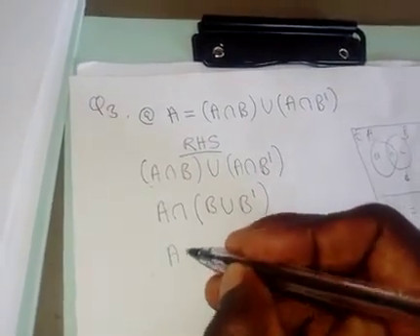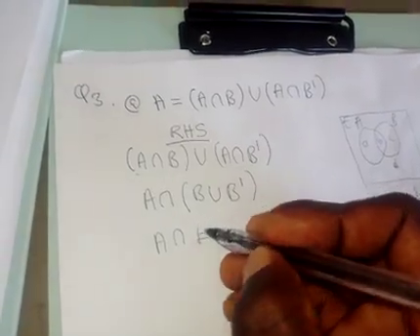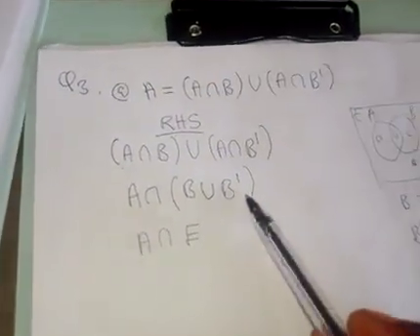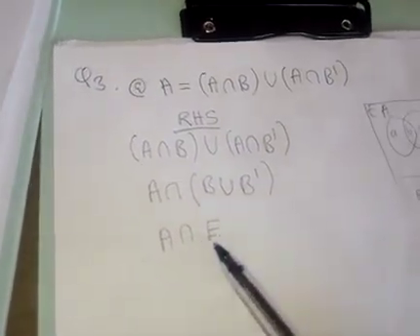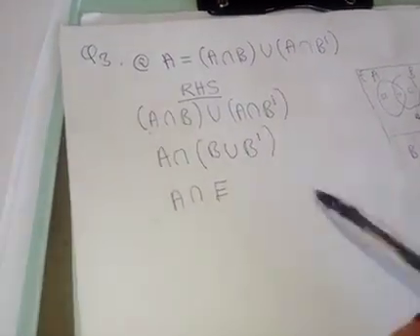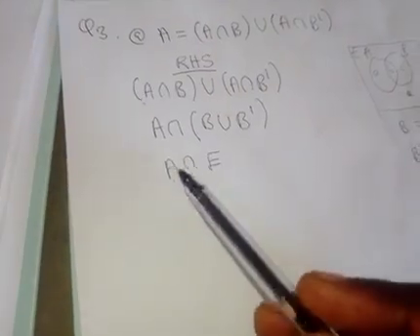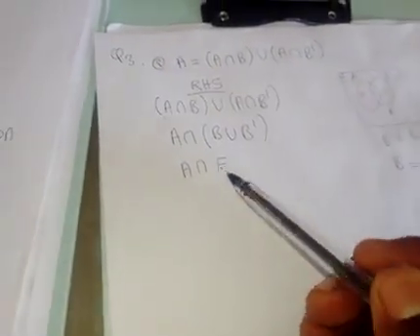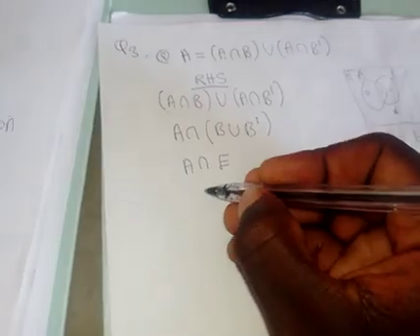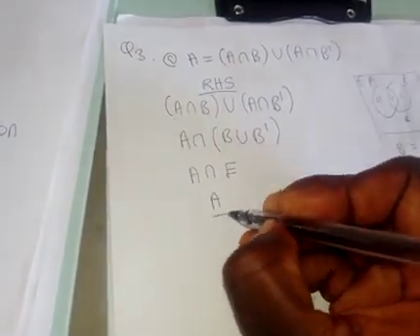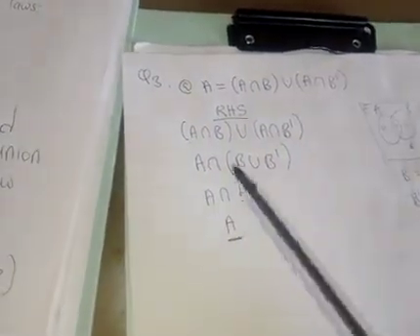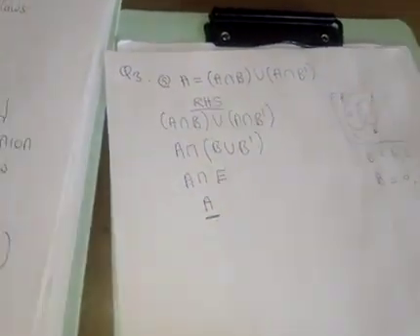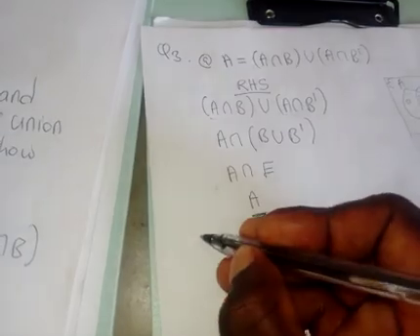So we have A intersect E there. B union B complement is simply equal to E, the universal set. Then what is A intersect E? Remember we said that any set intersection of the universal set is simply that set itself. Therefore, we have simplified and found A. So that's it for the first one.